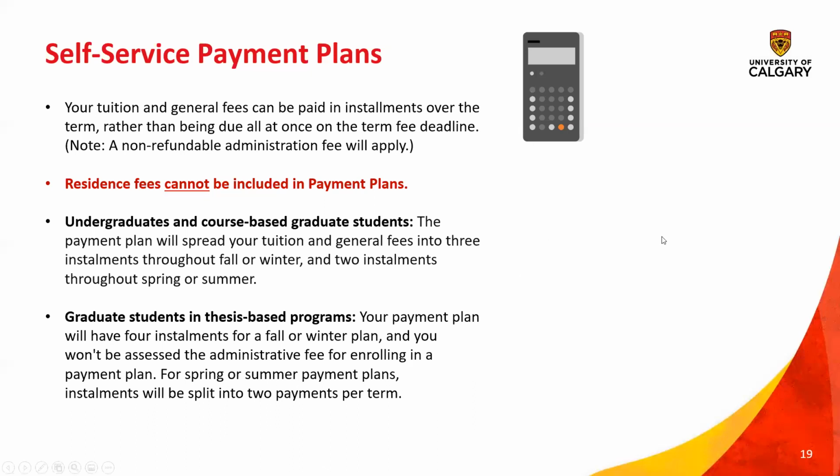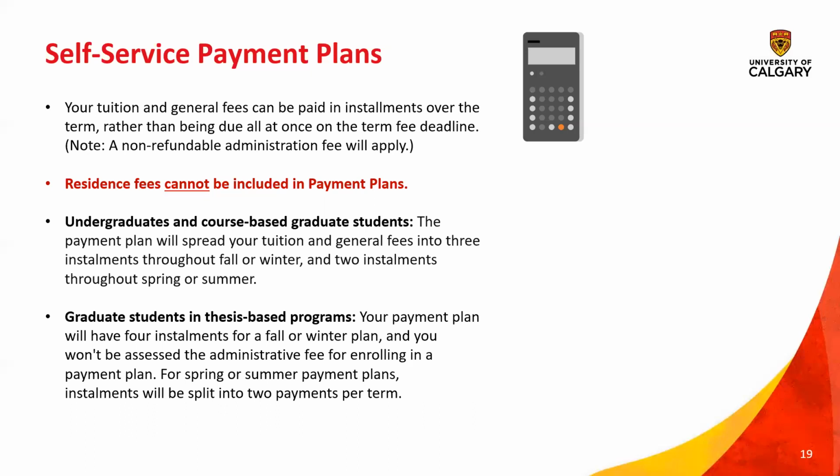Okay, and then the payment plans. You do have an option to opt in to have your tuition and general fees paid in installments over the term, rather than them being all due at once on the term fee deadline. This is exclusive to academic charges, tuition and general fees. Residence fees can't be included in these payment plans.